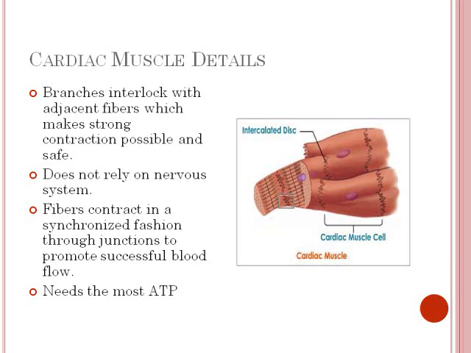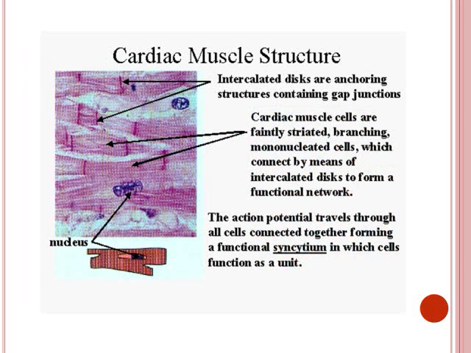It does not rely on the nervous system like other muscle tissue. Fibers contract in a synchronized fashion through junctions to promote successful blood flow. Cardiac muscle needs the most ATP to function. Fibers are alternating light and dark bands during the striation motion. The first two arrows above show the discs that connect the cardiac muscle. The next two are the striations in the muscle, and the purple blob is the energy that is used by the muscle.